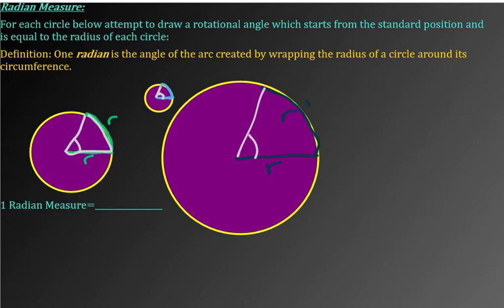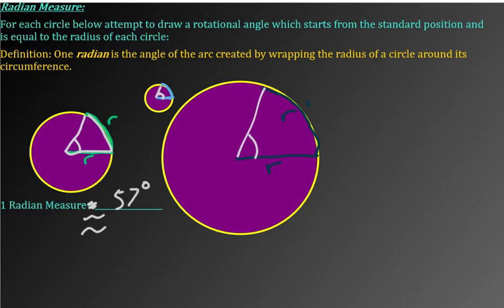That measurement is a radian. 1 radian is the angle of the arc created by wrapping the radius of a circle around its circumference. So this is the radius, I wrap it around, and that is where I cut it, and that angle in there is roughly 57 degrees. Same thing here, roughly 57. Same thing here, roughly 57. It is a unit of measurement that is fixed no matter what circle you have. You would always get the same measurement, okay?